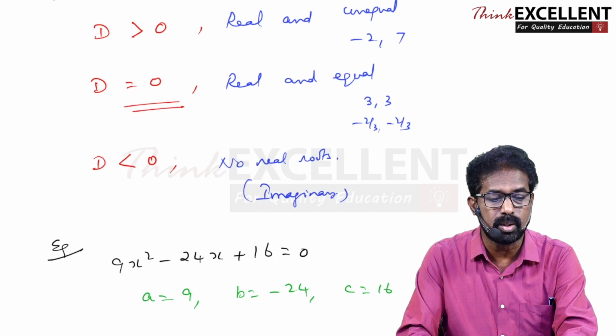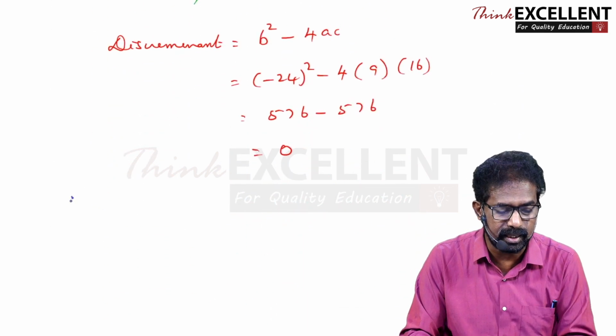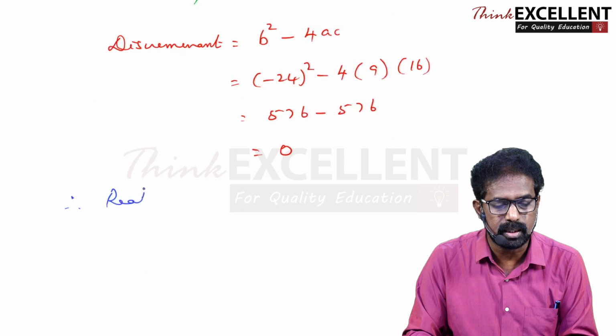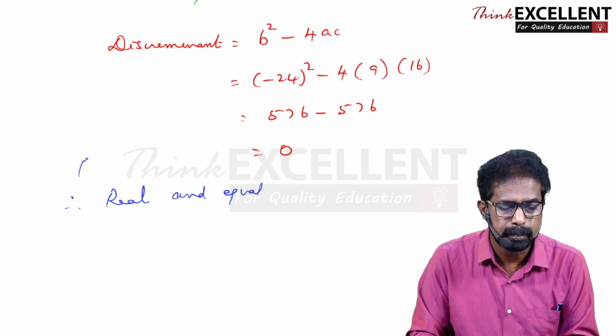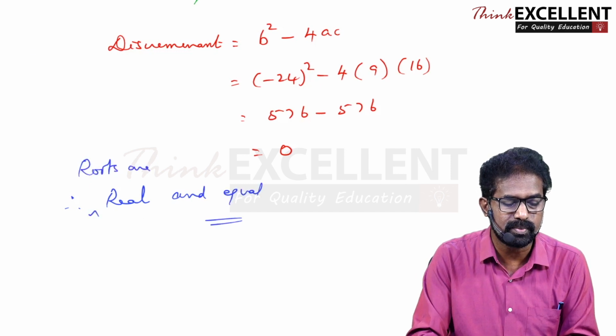When the discriminant is 0, what do you say? The roots are real and equal. So you can say the roots are real and equal. That is a very important thing.